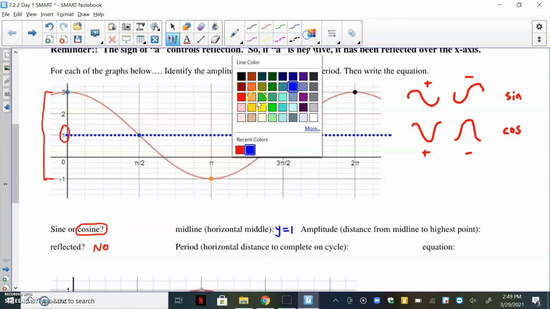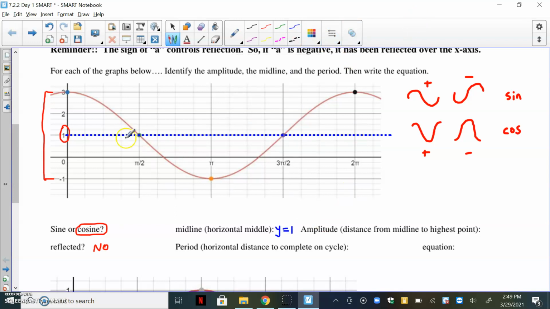Right, and then the amplitude depends on where the midline is too. It's the distance between the midline and the highest or lowest points. Both are the same. So if I were to take a look at this distance right here, it is a distance of 1 to 0 and 0 to 1, so that's 2. I could also do it from highest to midline, which you would get the same thing, right? That between 1 and 3 is a space of 2. So either one is fine to find the amplitude.